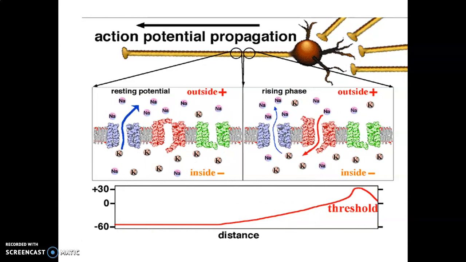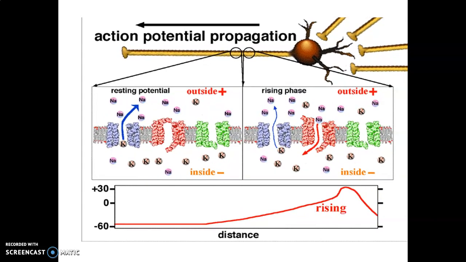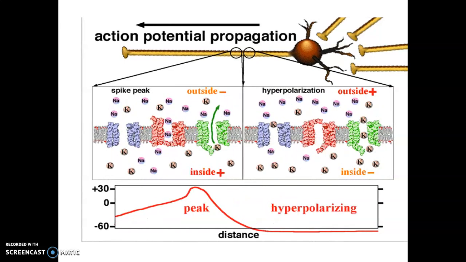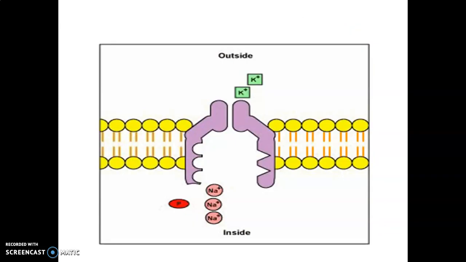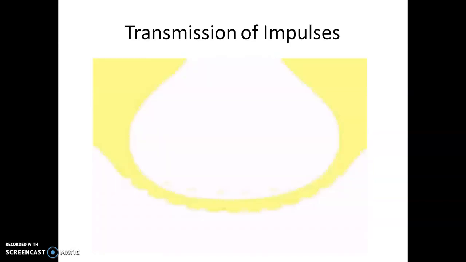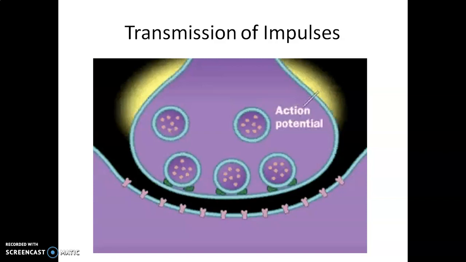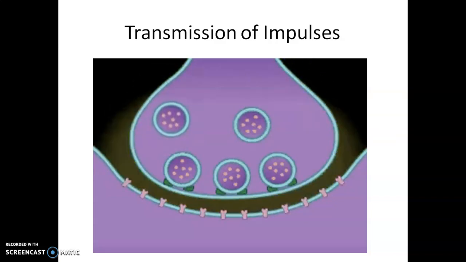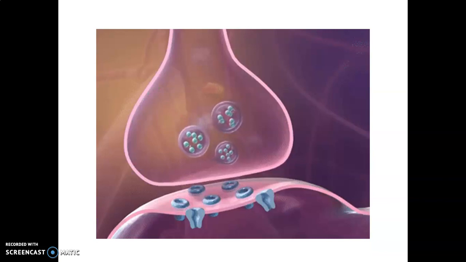Action potential propagation: at the resting potential and rising phase, you have to draw the diagram and explain it. Then what happens to the sodium potassium pump? Then transmission of impulses, both electrical impulses and chemical impulses. You have to explain what happens during an action potential. Okay, so that's about the lesson.